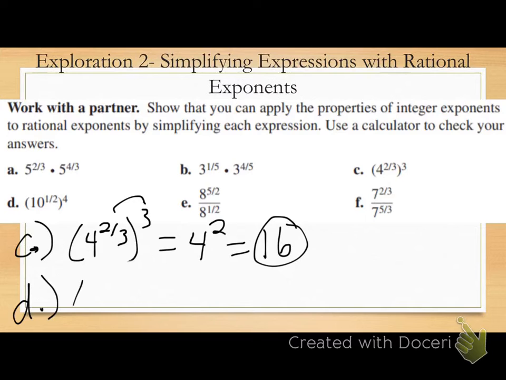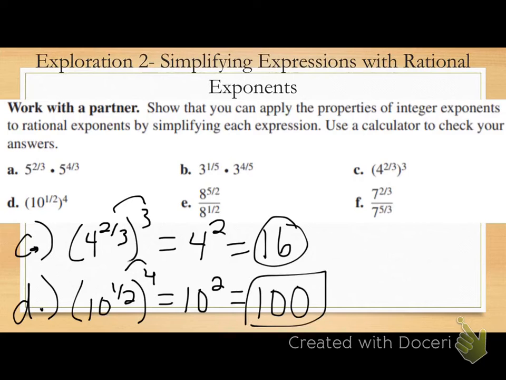Letter D. 10 to the 1/2 to the 4th power. Same concept as C. What's 4 times 1/2? 2. What is 10 squared? 100. Questions on D? Power to a power, multiply the exponents. Multiplying something with the same base, add the exponents.